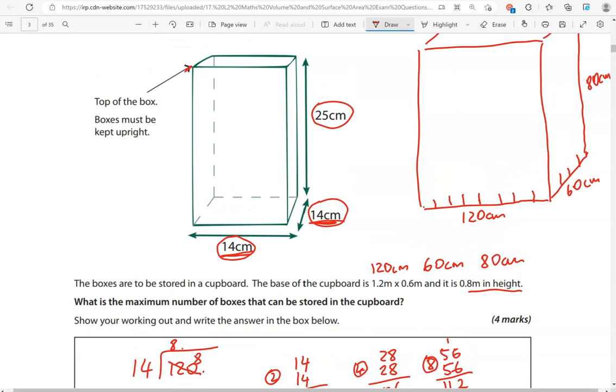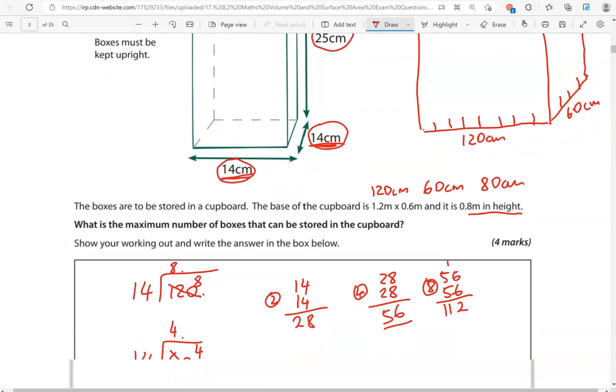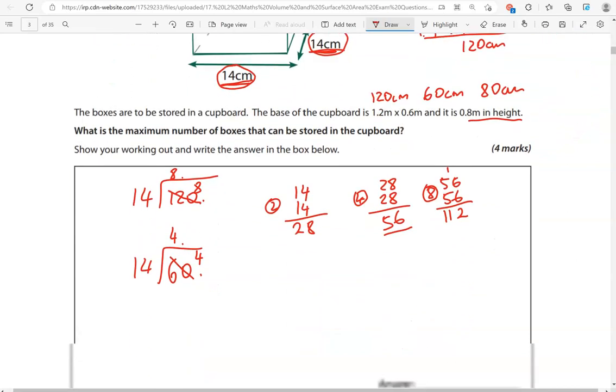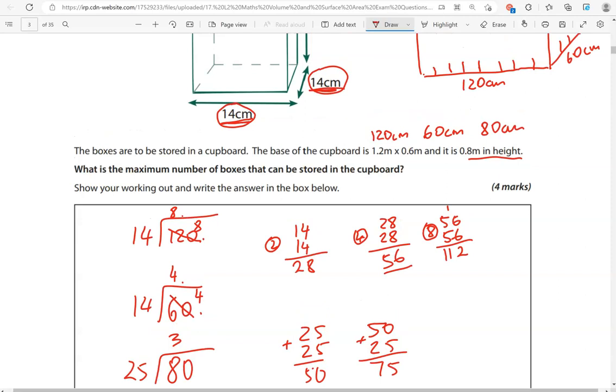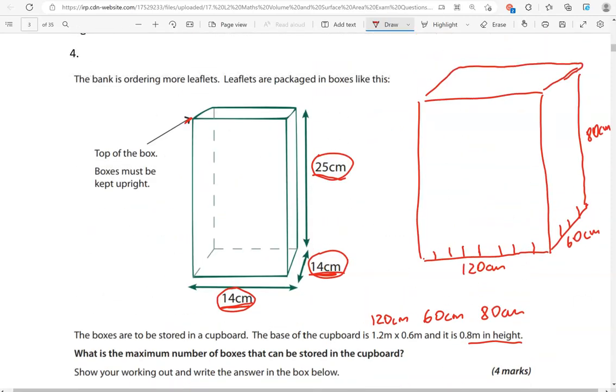and height is 80 centimeters. So we'll do 80 divided by 25. 25 and 25, that is 50. 50 and 25 is 75. So 3 lots of 25 give us 75. That would be 5 remaining, but again, there is no point in continuing to work out the digits after the decimal point because we can't fit part of the box. So 3 along height.